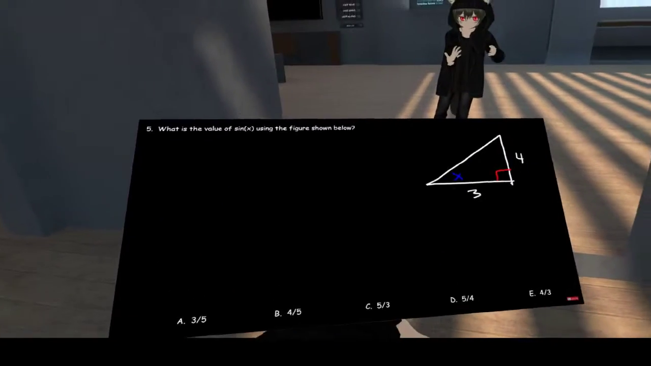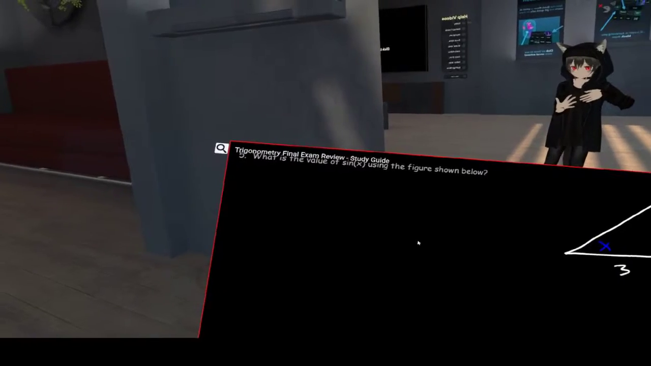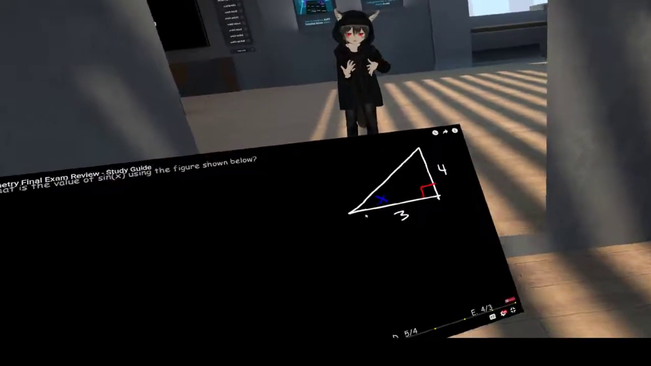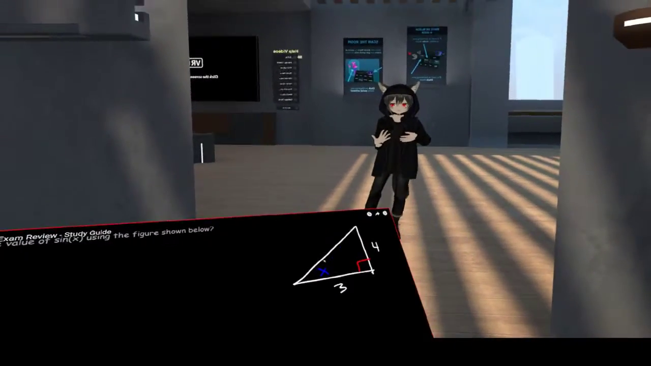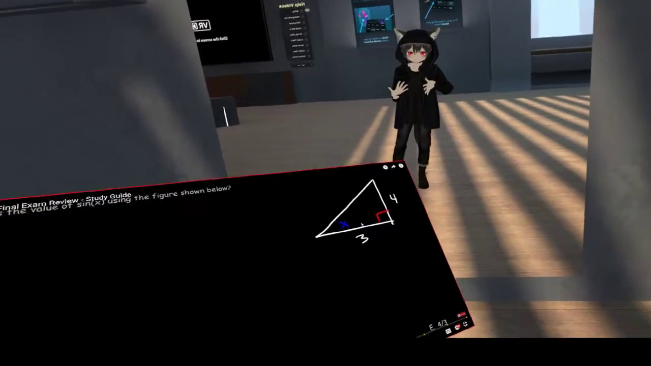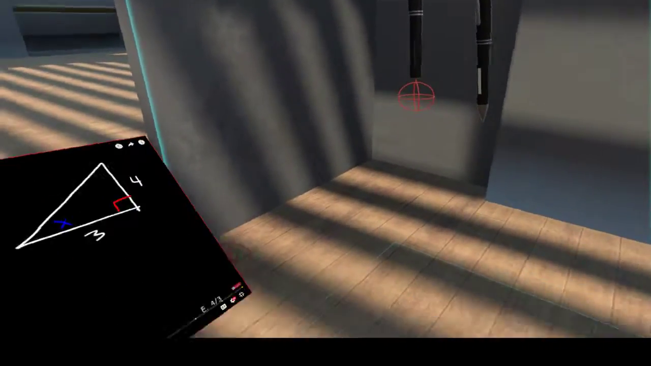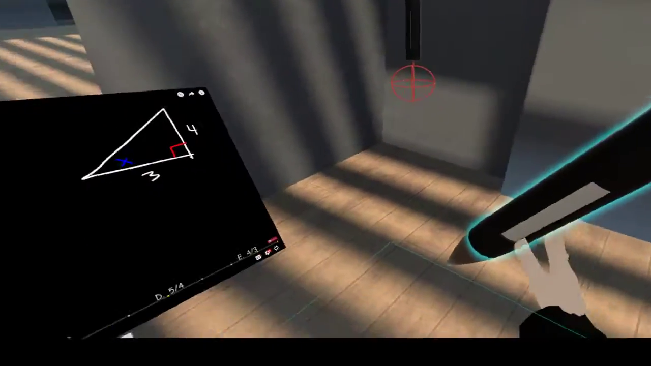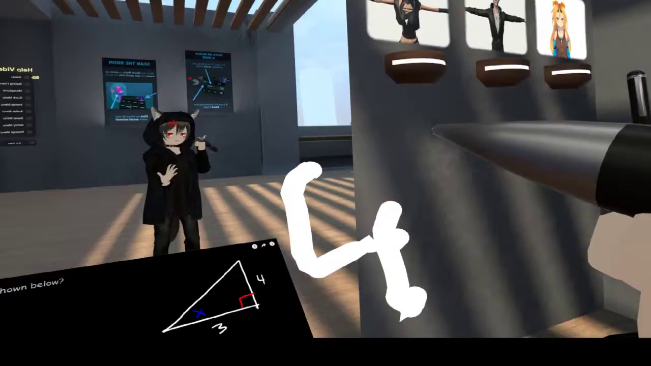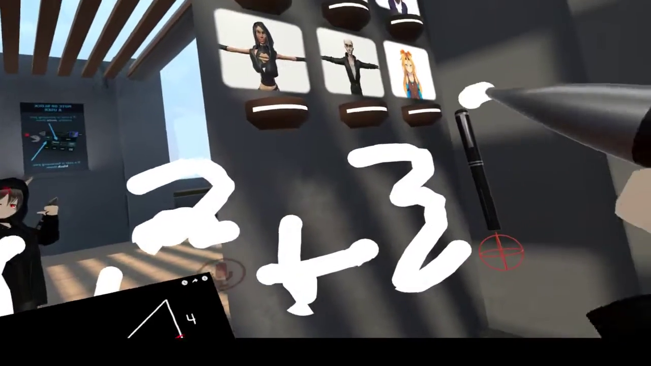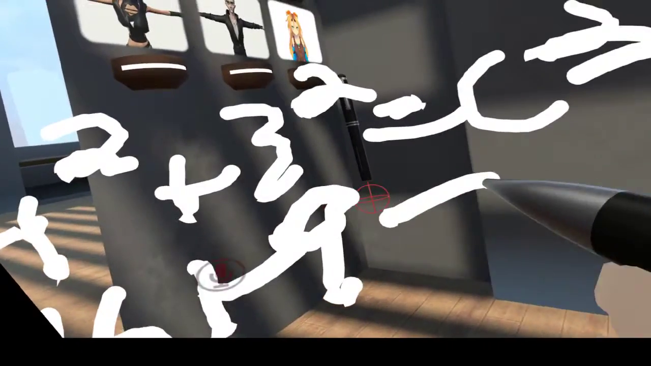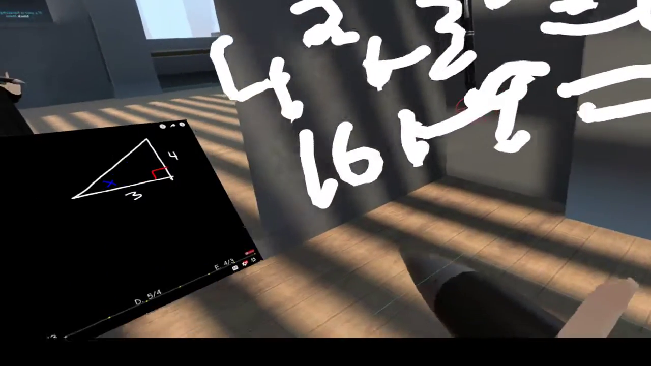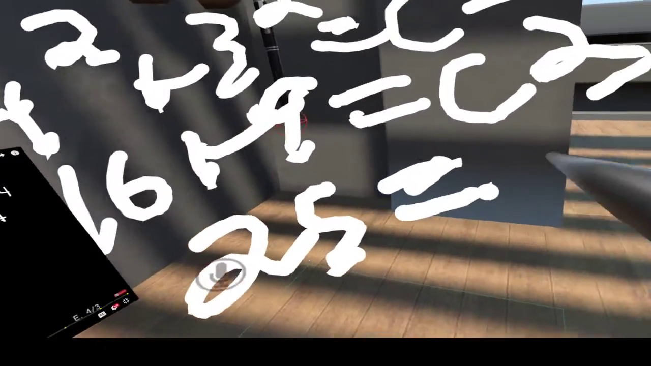Number 5. What is the value of sine x used in the figure shown below? Okay, and then you pause it to get that. So the value of sine x. Sine is the opposite over the hypotenuse. And we need to know the hypotenuse because we don't have it yet. So we're going to get 4 squared plus 3 squared equals c squared. We've got 16 plus 9. So we got 25 equals c squared.